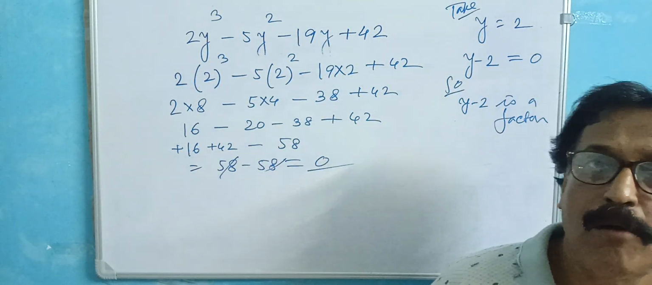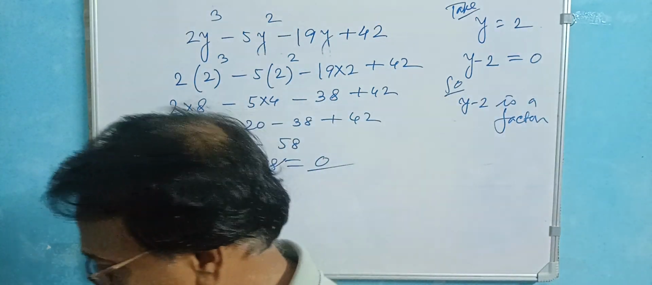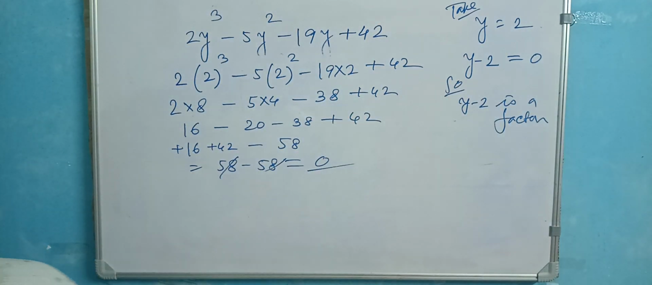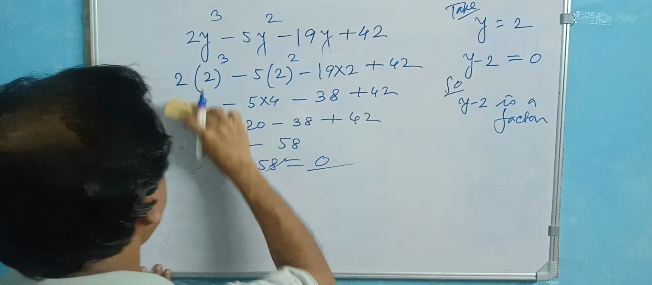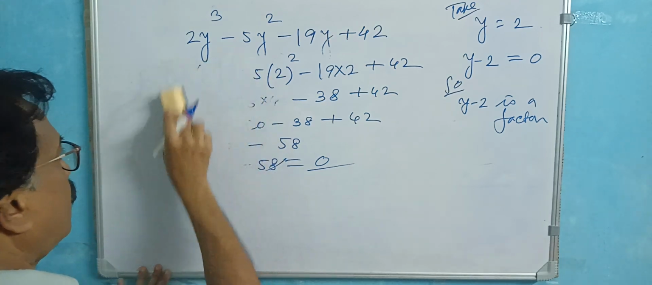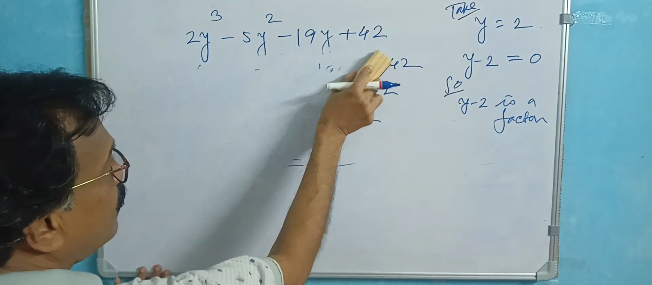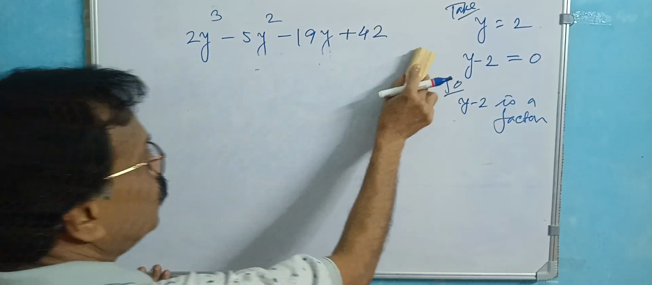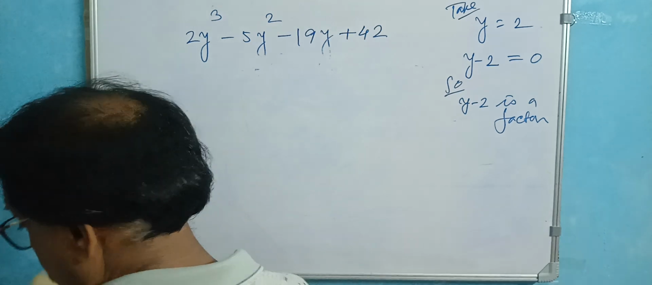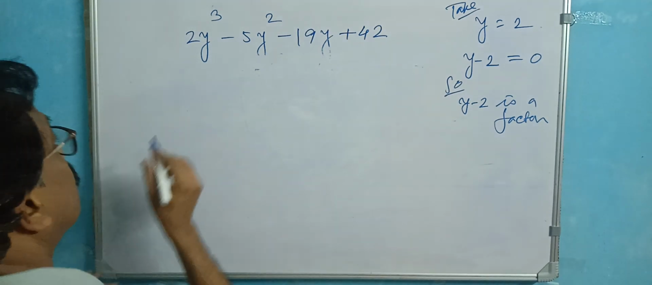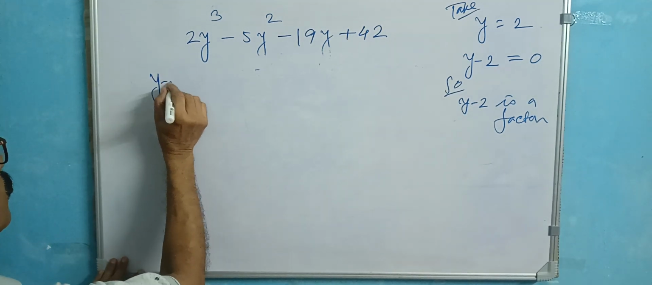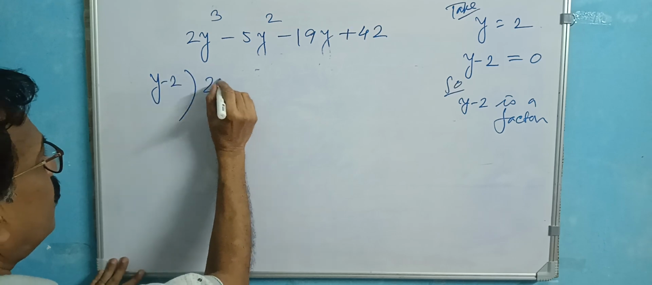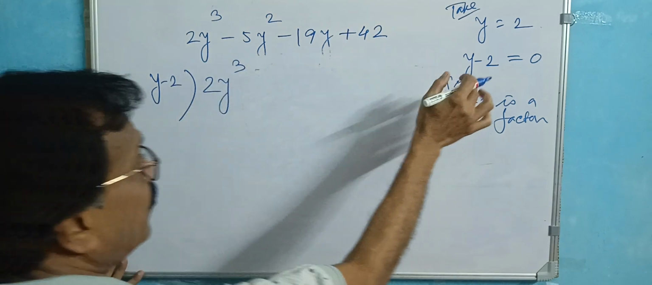This is the way to solve the process. Then you divide. No problem at all. You just find out one factor of this expression. One factor is y minus 2. Then you divide it. No problem at all. So y minus 2, you just divide. Very easy. First thing is very important.